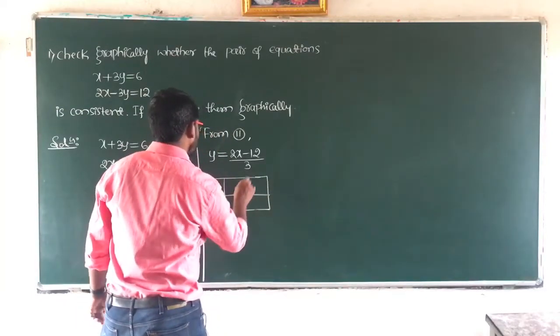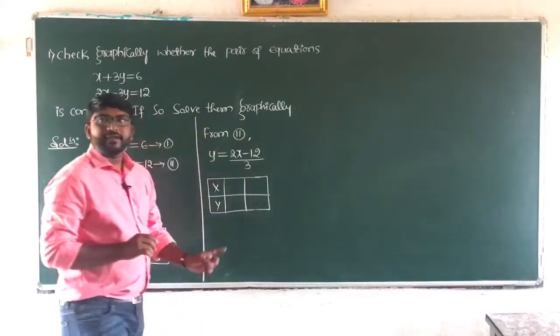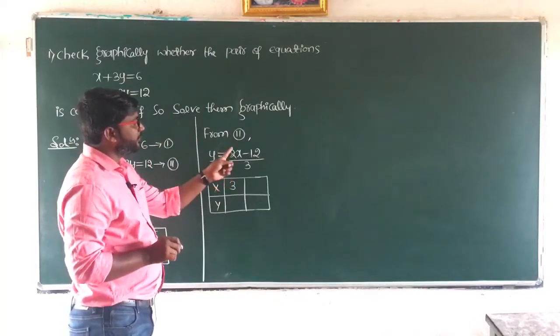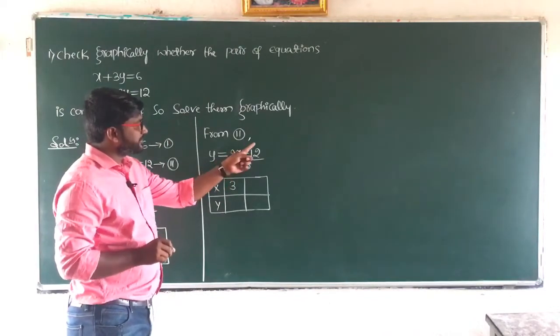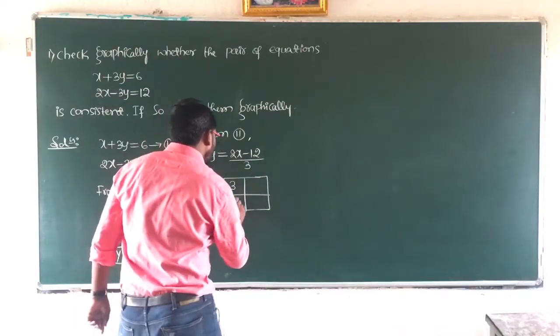This is x and y. So now let us take x value as 3. So if we take x as 3, we get 2 into 3 it is 6. 6 minus 12 it is minus 6. Minus 6 divided by 3 it is minus 2.